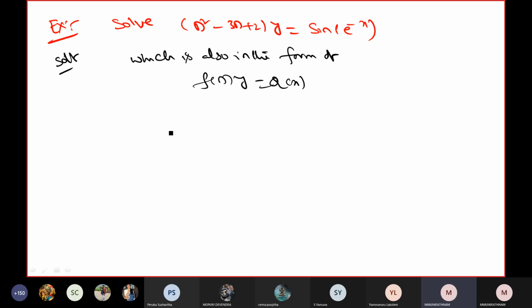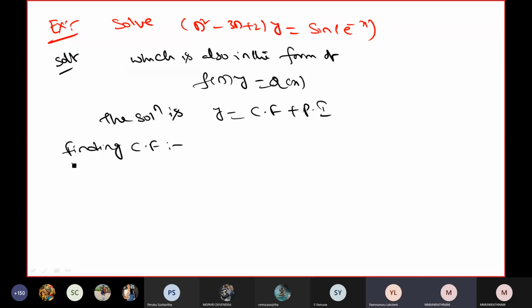So the solution of this, you know, is y = CF + PI. So find CF now. What are the roots of the auxiliary equation? Anyone? 1 and 2. Very good. So here we consider f(D)y = 0.